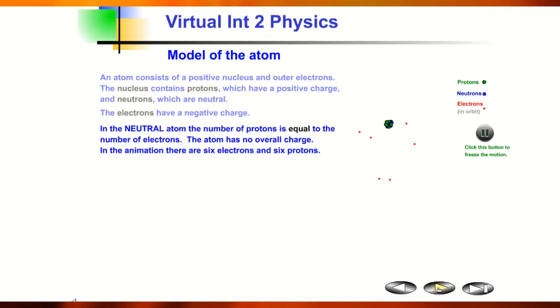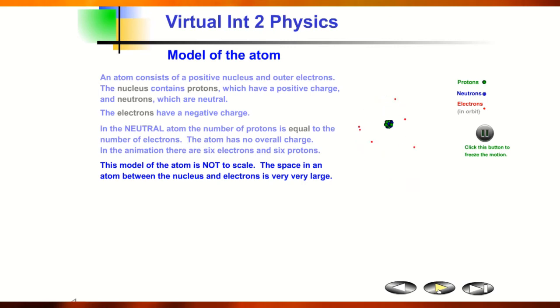As we've said, in the neutral atom, the number of protons equals the number of electrons. The atom has no overall charge. So in this animation, we know that there are 6 protons and 6 electrons. So if you find a periodic table and look up the element that has 6 as its number, you will know what type of an atom that is. And I'm not going to tell you that, you can find that out.